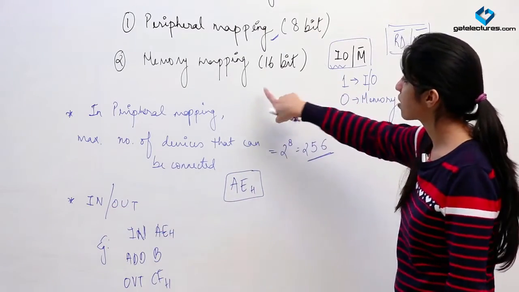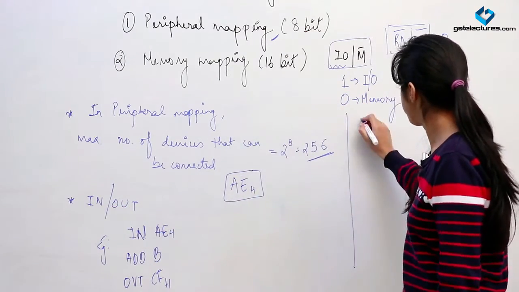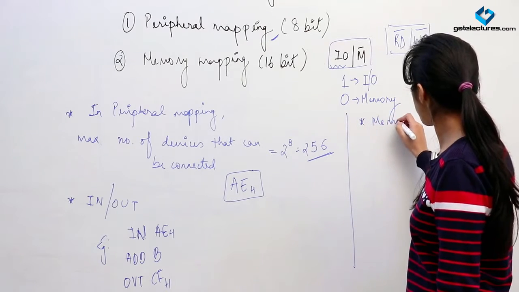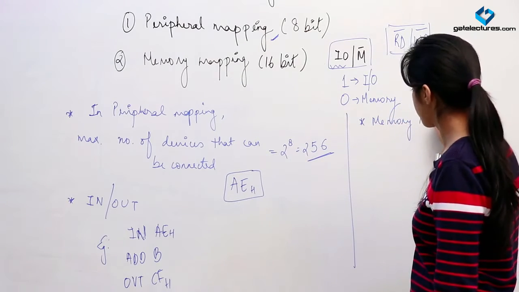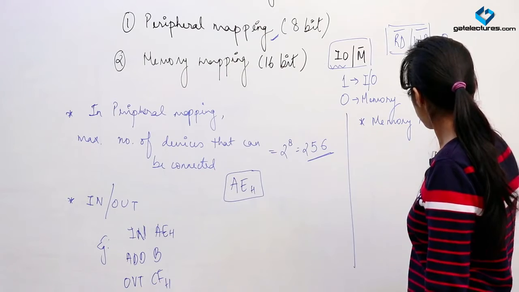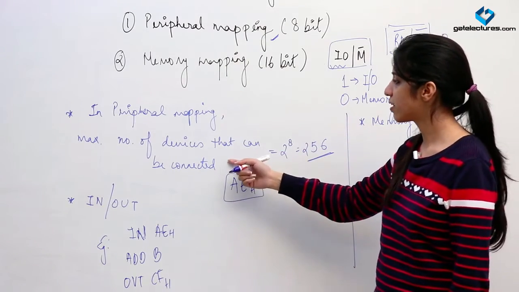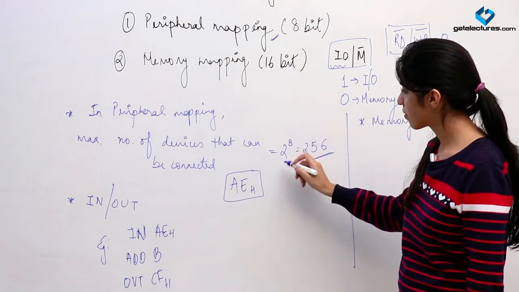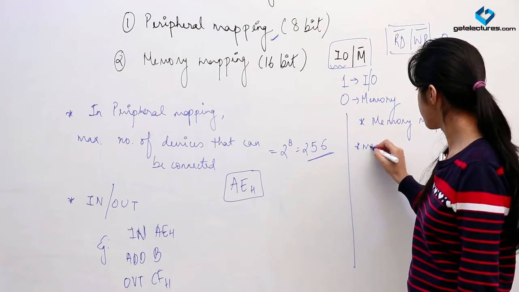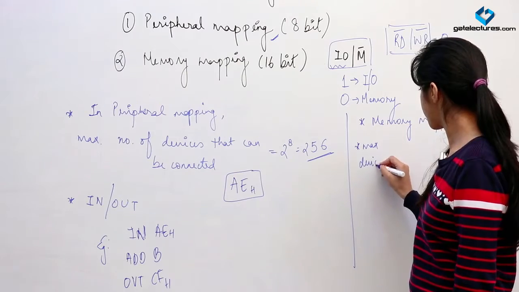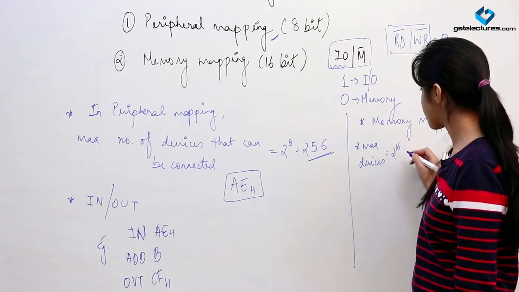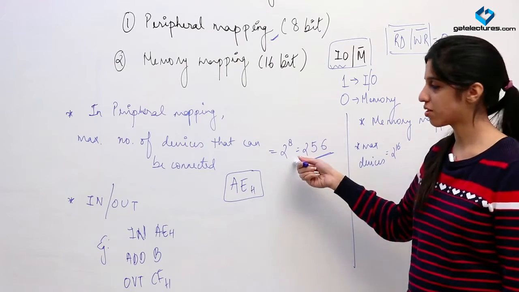In case we are using memory mapping, see what happens in memory mapping. First thing is the number of devices that can be connected increases. Since now the maximum number of devices that can be connected becomes 2 to the power 16, which is much larger than this number.